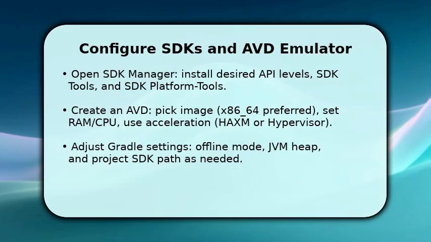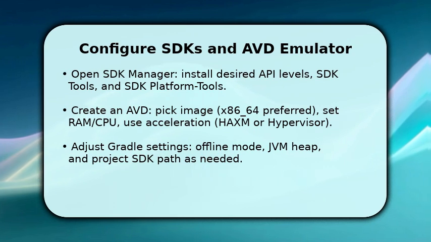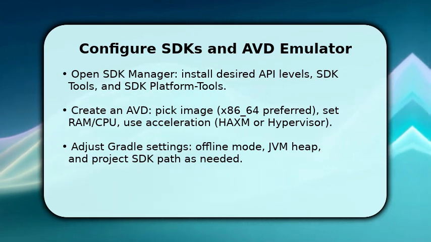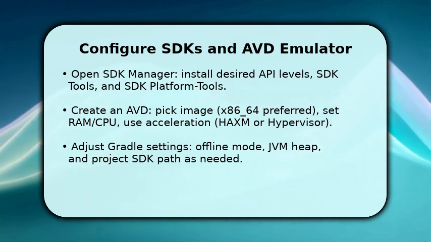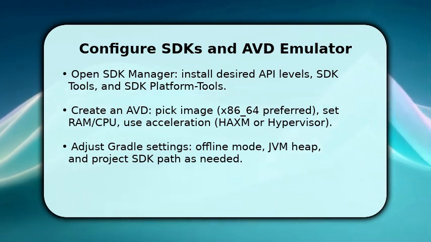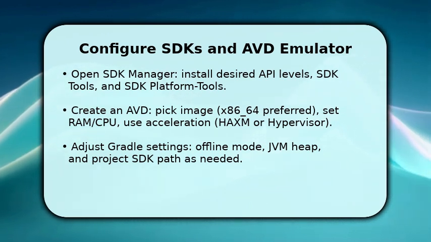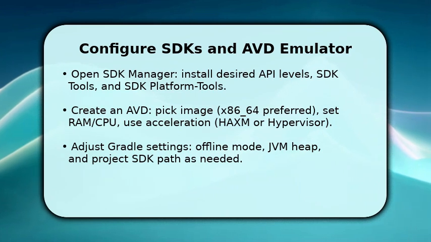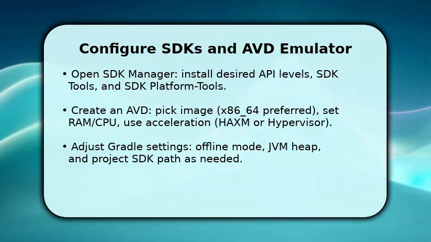Once Android Studio has the SDK, you configure the middle pieces. Open SDK Manager and install the API levels and SDK tools your app needs. Make sure platform tools and build tools match the project. Then open AVD Manager and create a virtual device using an x86-64 system image and hardware acceleration. Set sensible RAM and CPU cores to balance speed and stability.